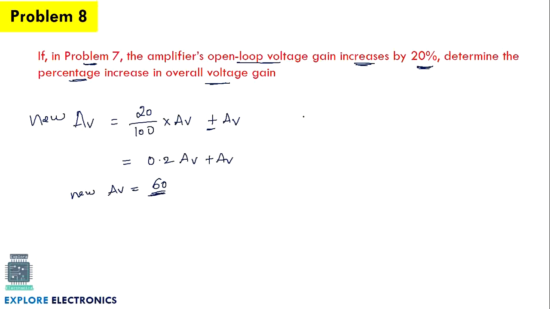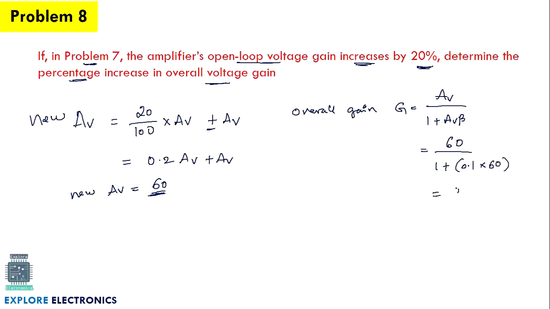Now let us calculate the overall gain. The overall gain G is equal to AV divided by 1 plus AV into beta. If we substitute 60 divided by 1 plus 0.1 into 60, it is 8.57. This is the new overall gain. After the 20% increment, we get the overall gain as 8.57. Now we need to calculate the percentage increase in overall gain.